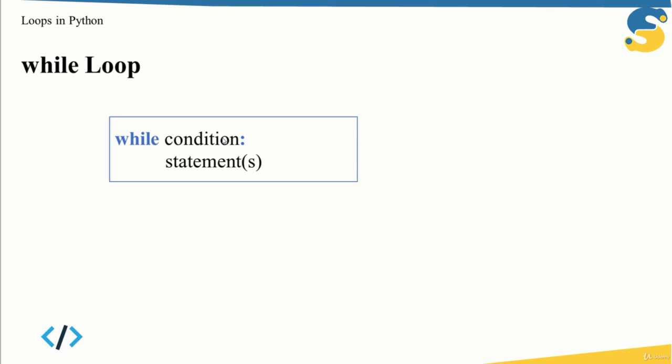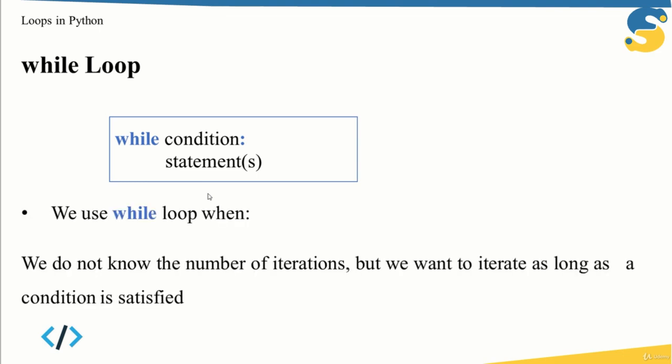How does while loop work? It's very easy. While will check this condition. If it's true, it will execute these statements. Then it will get back to check the condition, and if it's true, the statements will be executed, and while will keep doing that until the condition becomes false. So most often we update something within the loop body in order to make the condition false, and the execution continues after while. Now the question is, when do we have to use while? We use while loop usually when we don't know the number of iterations, but we want to iterate as long as a condition is satisfied.